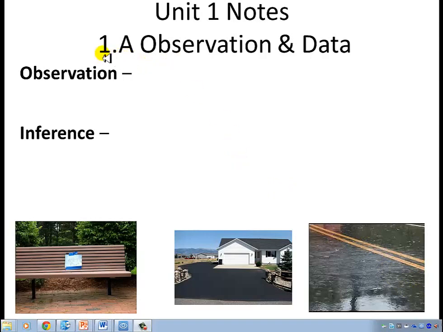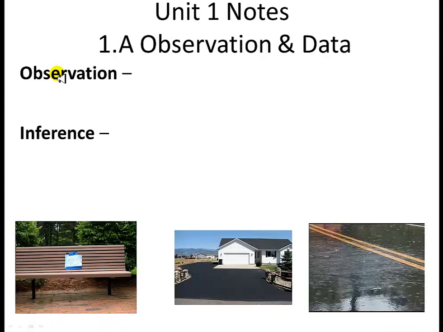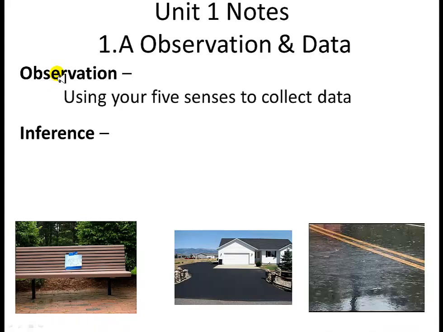So this is going to be the first section of Unit 1, which is talking about observation and data. How do we make observations and how do we use data to glean information? First, we have to figure out what observations are. Observations are any time you use your five senses to collect data. You can smell it, see it, touch it, feel it. You can measure it with things.